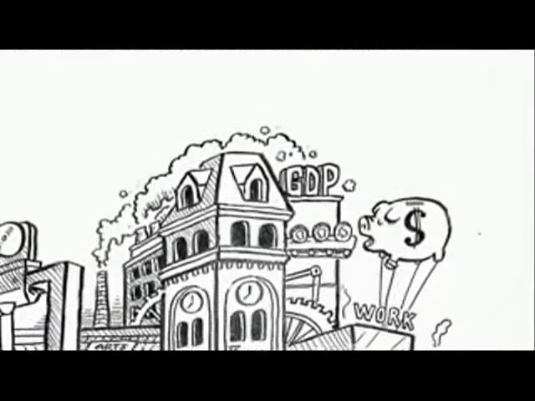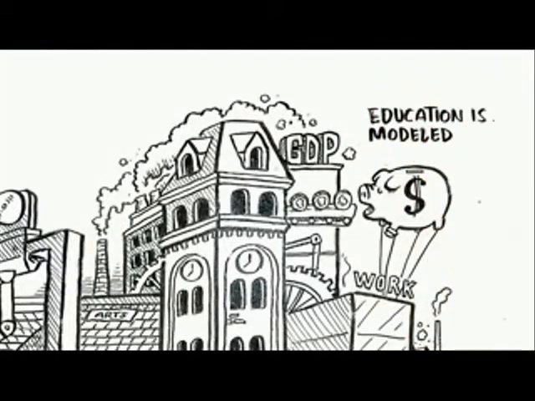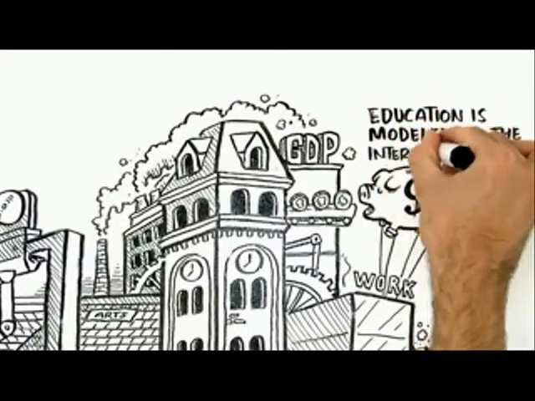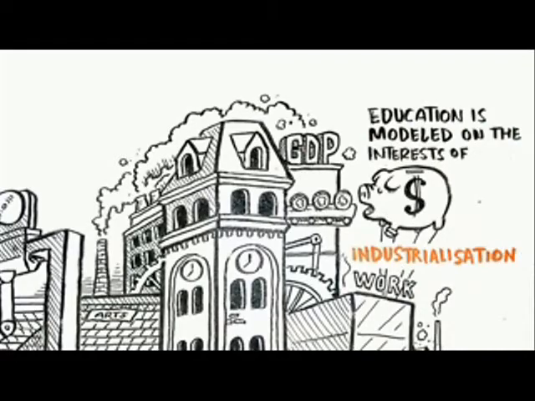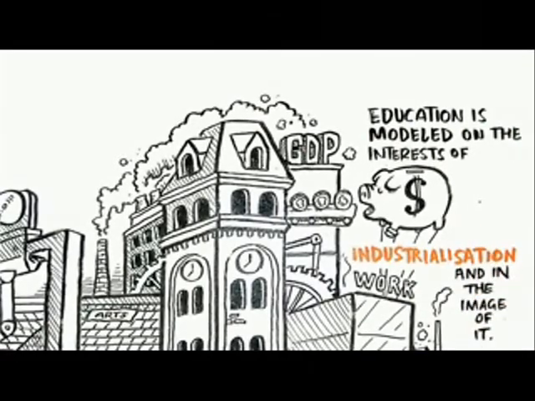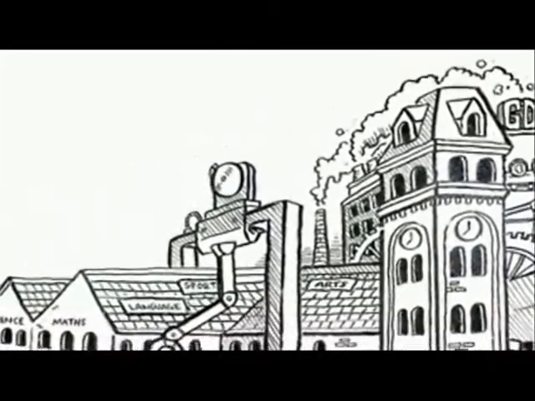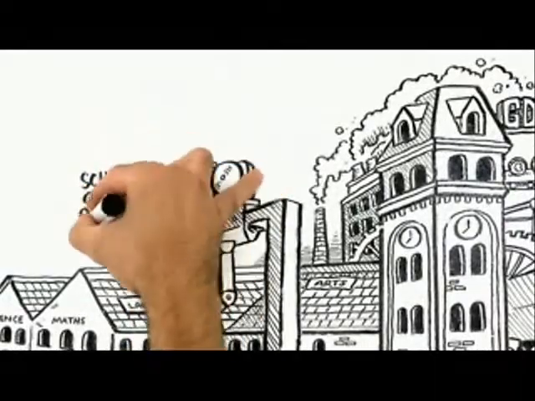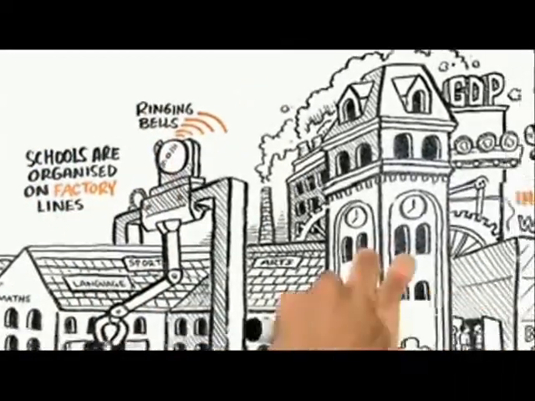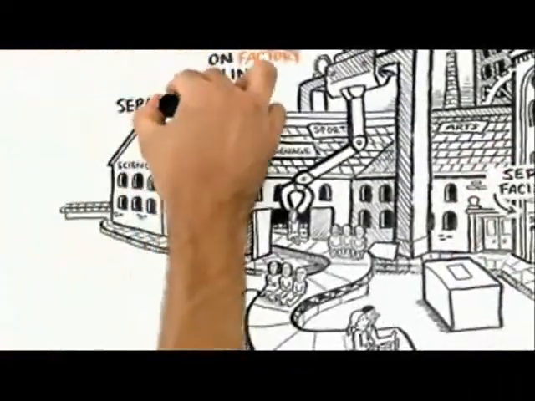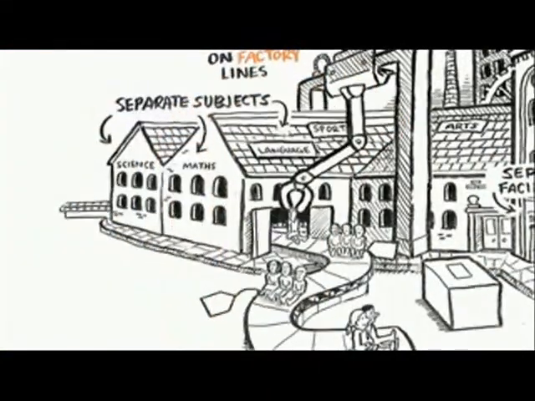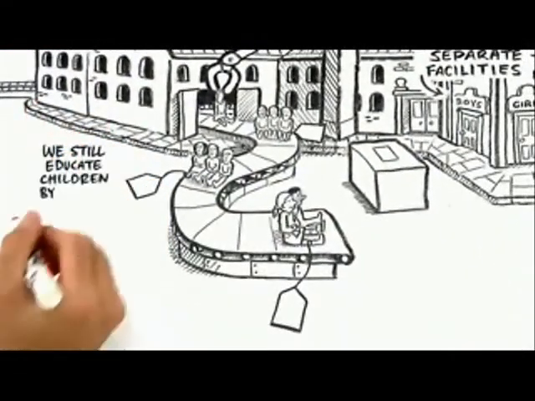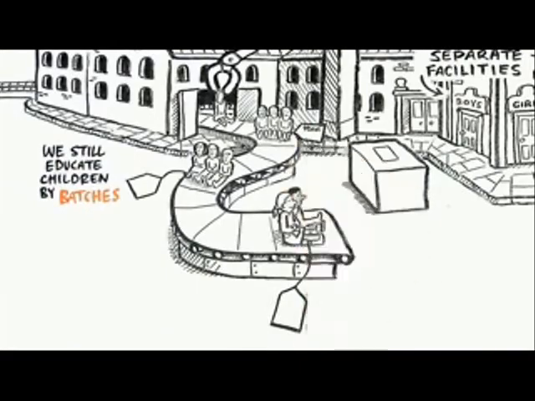I believe we have a system of education that is modelled on the interests of industrialism and in the image of it. I'll give you a couple of examples. Schools are still pretty much organised on factory lines, ringing bells, separate facilities, specialised into separate subjects. We still educate children by batches. You know, we put them through the system by age group.